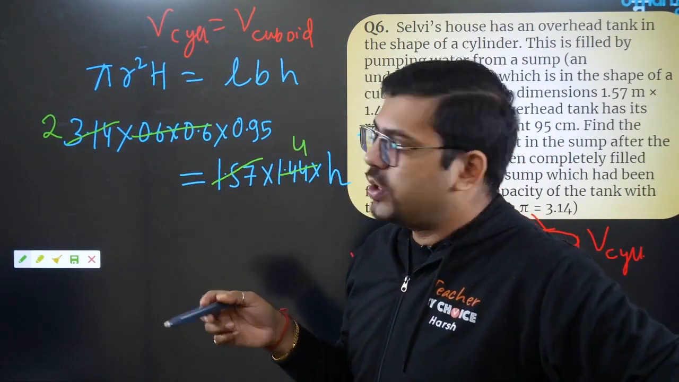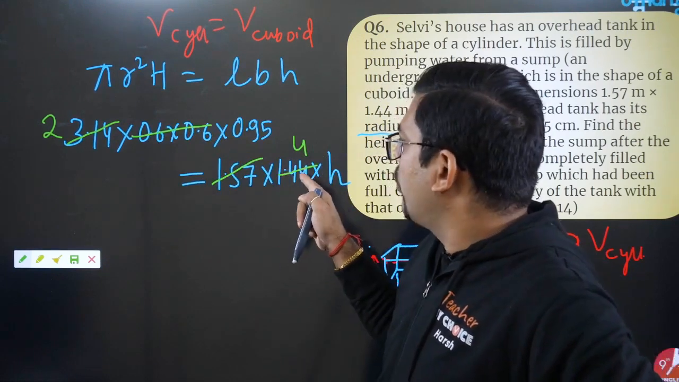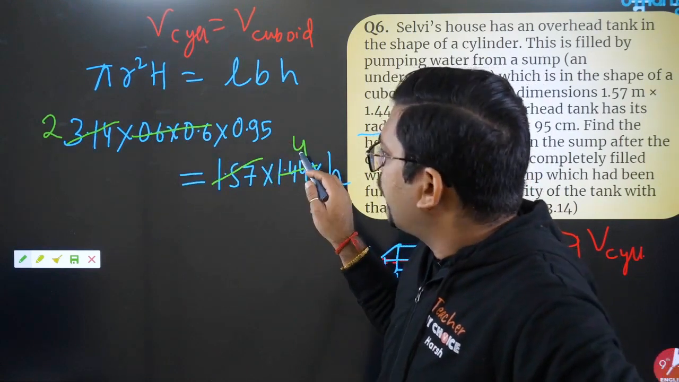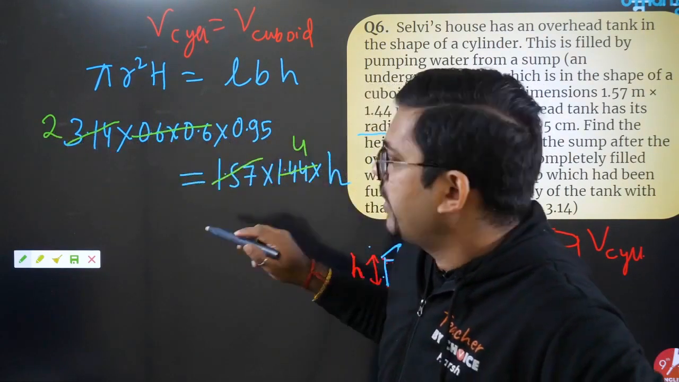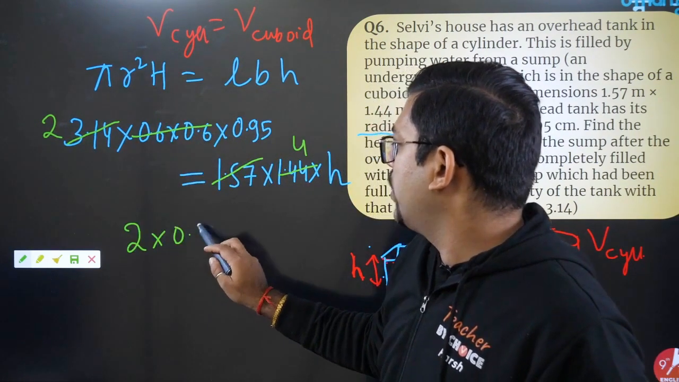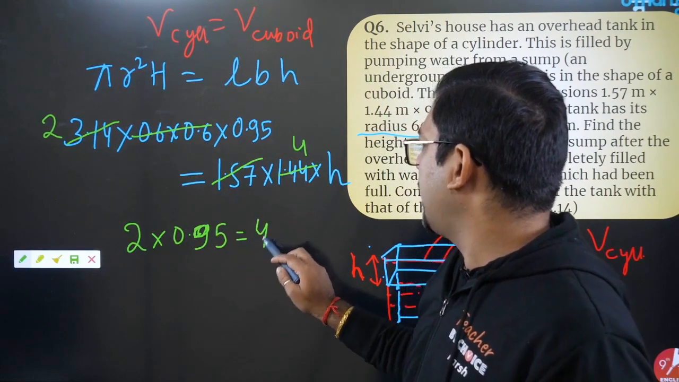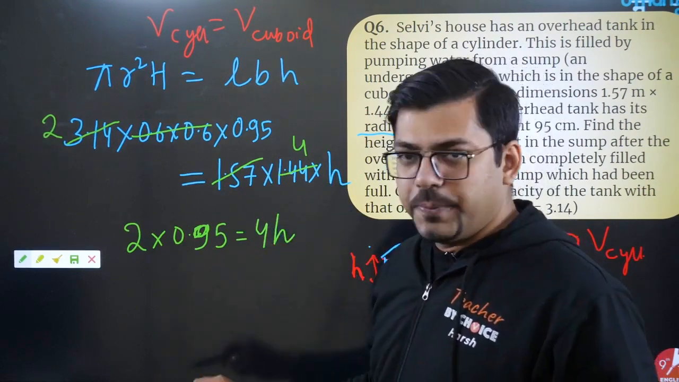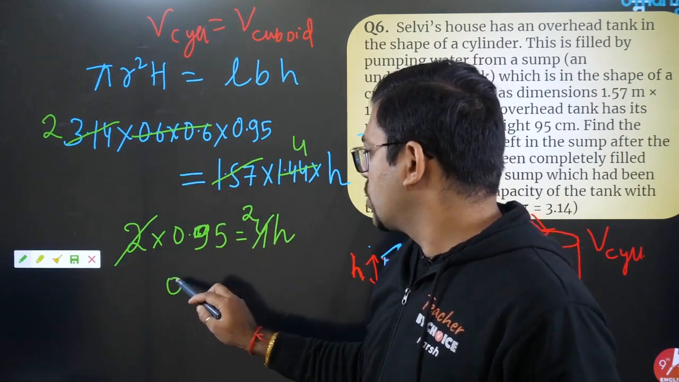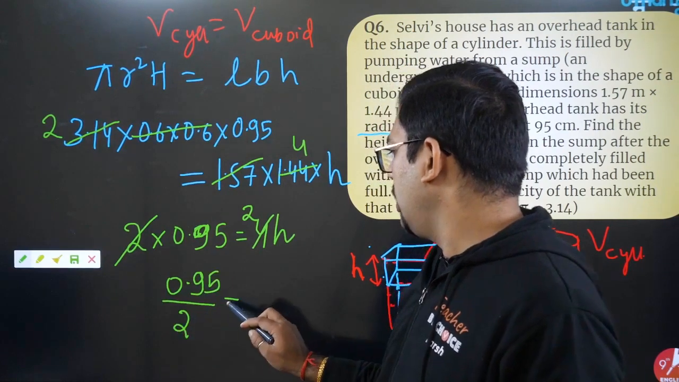Please try doing it on your own, because 0.6 into 0.6 will be 0.36. 1.44 and 0.36 will get cancelled in 4 times. Now we have got 4 here, we have got 2 here, we have got 0.95 here. So 2 into 0.95 is equal to 4h. 4 will go here, and this 2 will cancel this in 2 times. So hence you will have 0.95 divided by 2 equal to h.